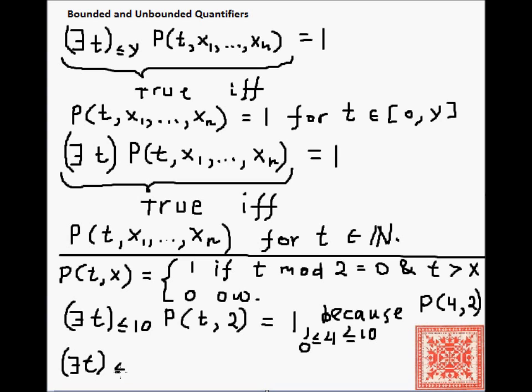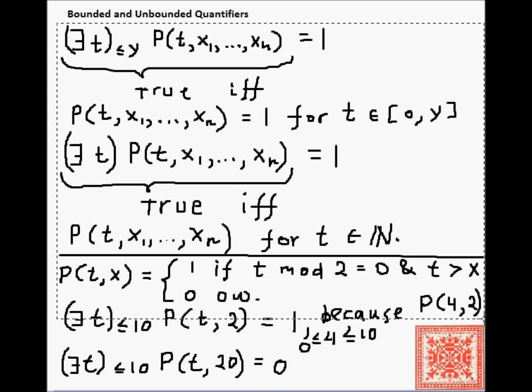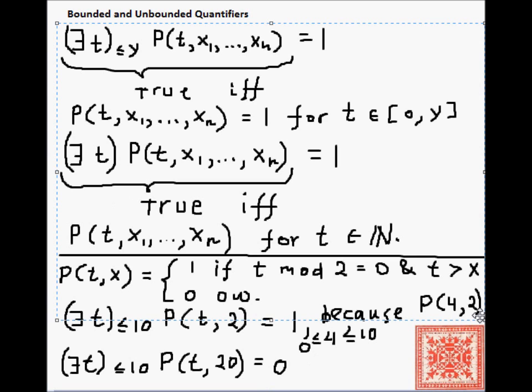On the other hand, let's construct a bounded existentially quantified predicate statement that is going to be false. So there exists a t less than or equal to 10 for which p(t, 20) is true. That's going to be false in this case.